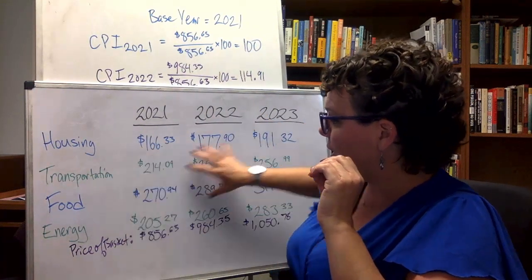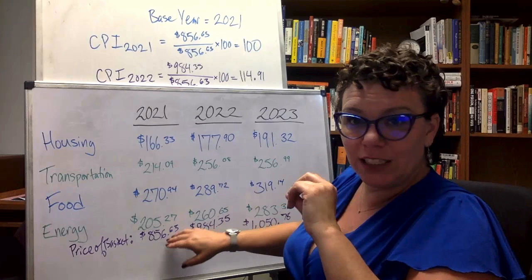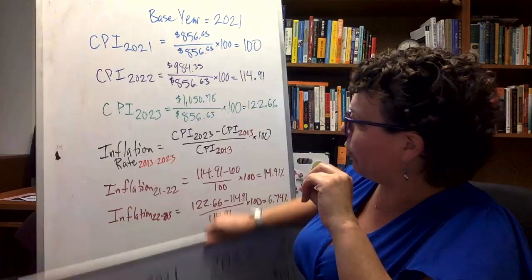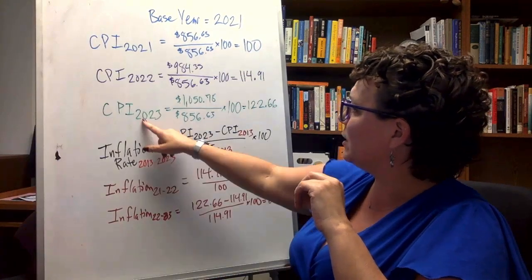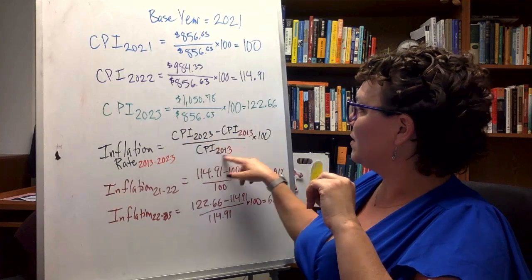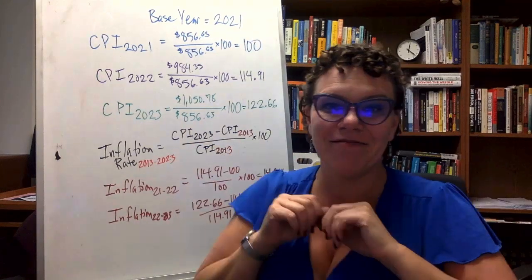But the overall way that you're going to calculate inflation with a consumer price index is you set your basket, find the prices, calculate the price of the basket, and then use the price of the baskets to calculate your CPI, and then use the CPIs to calculate your inflation rate. And that's how you do it.